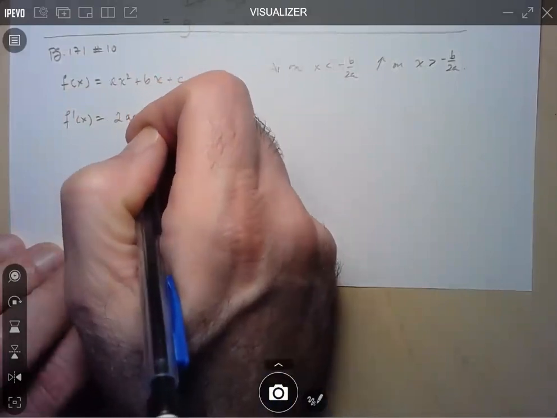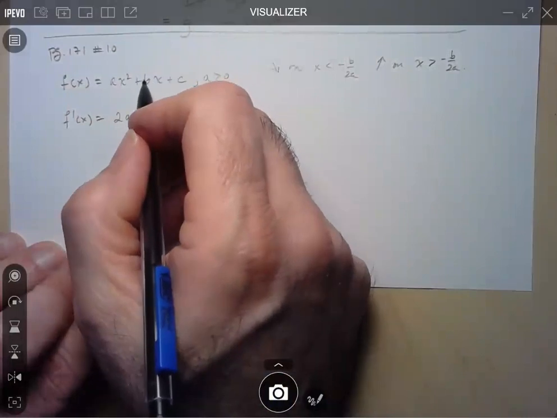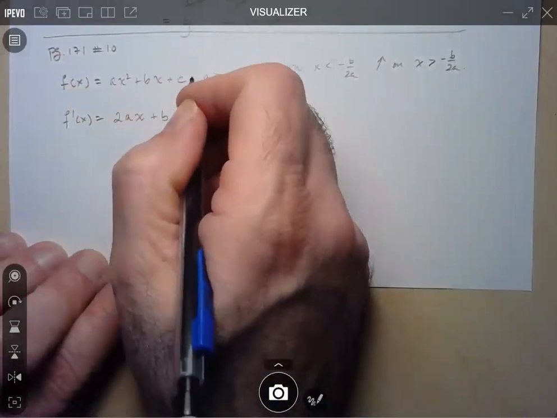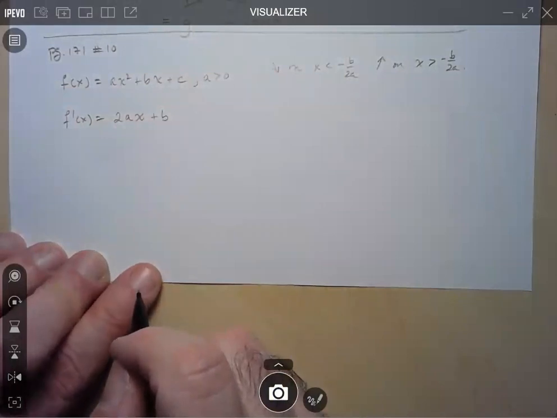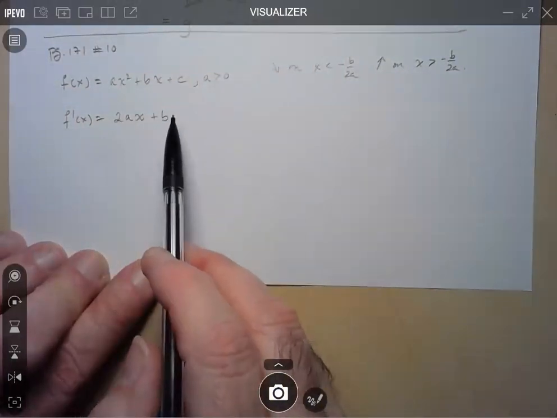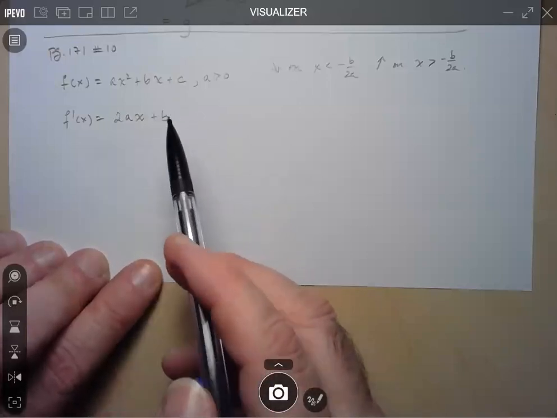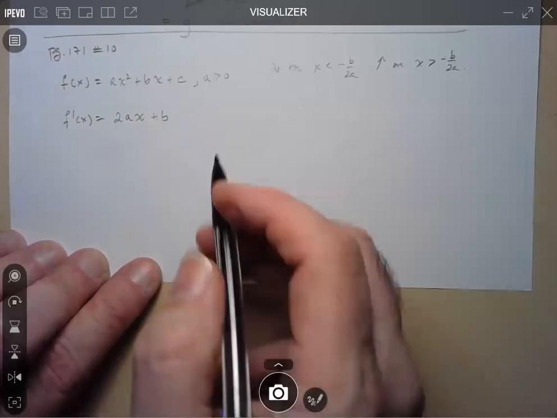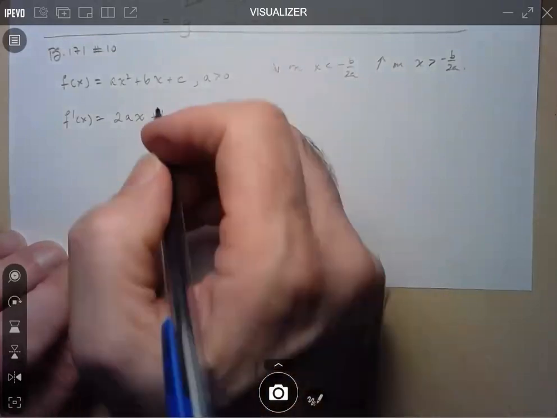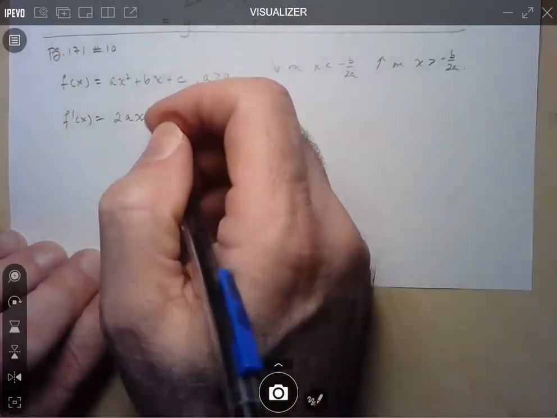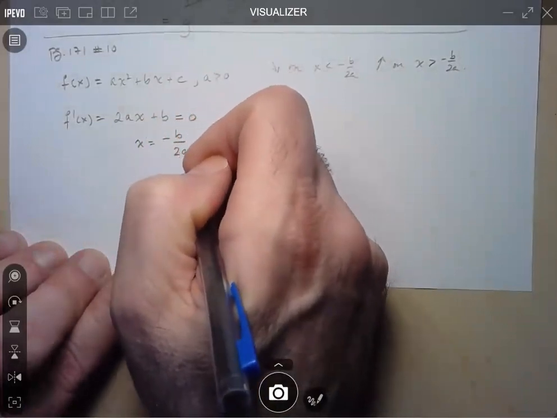So this is just going to be 2ax. And then here, the derivative of x is 1, so I'm just going to be left with b, and the derivative of a constant is 0. Okay. Now, the only places where this can change signs, since it's a polynomial, is at an x-intercept. So it's not like we have to look for where it doesn't exist. It happens to be a polynomial, so the only place we need to look is where it's equal to 0. And so here we realize that x is just going to be equal to negative b over 2a.